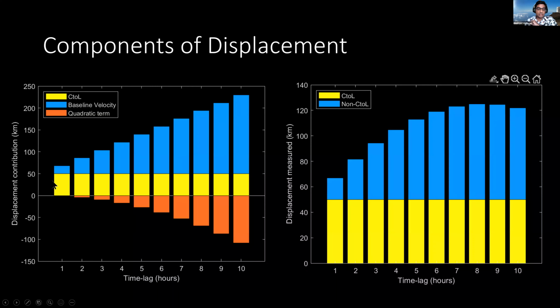So at shorter time lags, you're really affected by the center to limb effect because it moves things by 50 kilometers. And at much longer time lags, you're affected by the quadratic term, which contaminates your velocity measurements. What you truly want, the baseline velocity, is the displacement that's shown in blue.